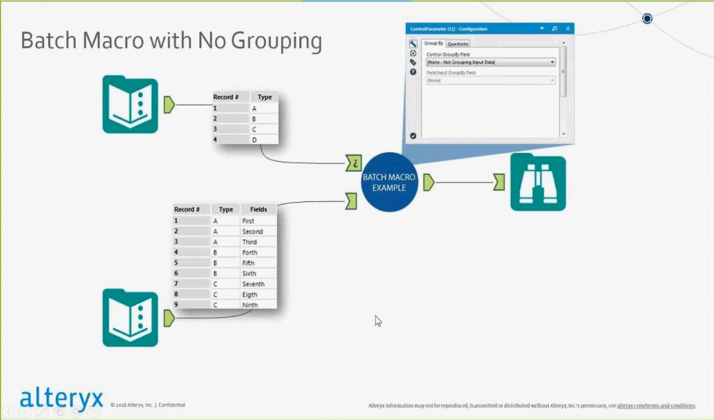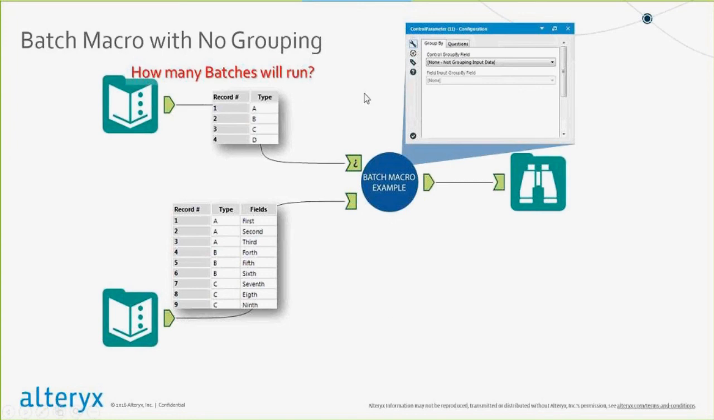So what do I mean by that? Let's go ahead and look at these two data sets a little closer. In the top data set, I have 4 records. Each have a type A, B, C, D. And then down here, I have a second data set with 3 type A's, first, second, third, 3 type B's, fourth, fifth, sixth, and 3 type C's. In this case, I've chosen a control group by field of nothing, saying I don't want them to group on each other. I don't want there to be any sort of sensitivity around what type this is and what type this is.